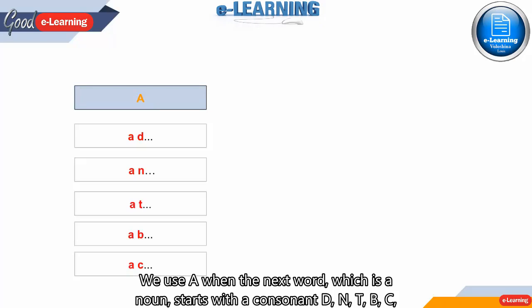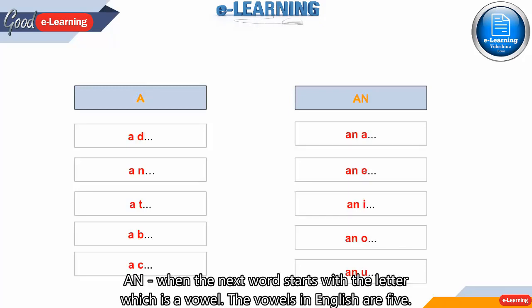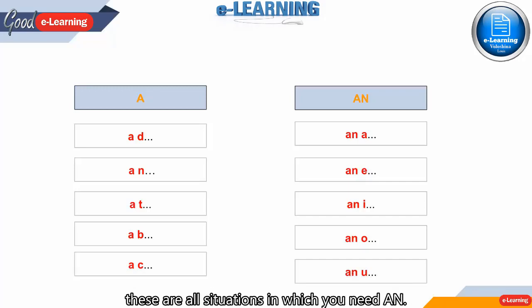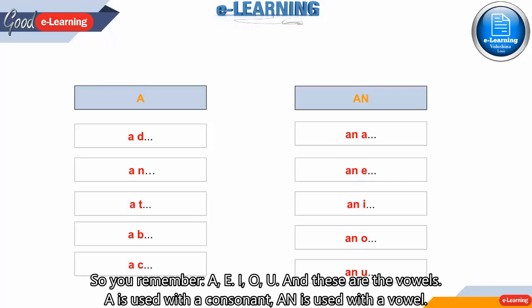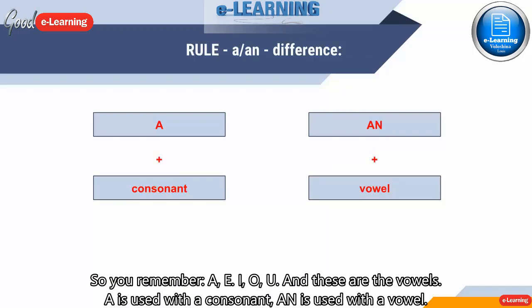That's it. So, we use a when the next word, which is a noun, starts with a consonant: D, N, T, B, C, and so on. We use an when the next word starts with a letter which is a vowel. The vowels in English are five. So what you need to do is to remember them, and in 90%, not 100%, these are the only situations in which you need an. So you remember A, E, I, O, U. And these are the vowels. A is used with a consonant. An is used with a vowel.